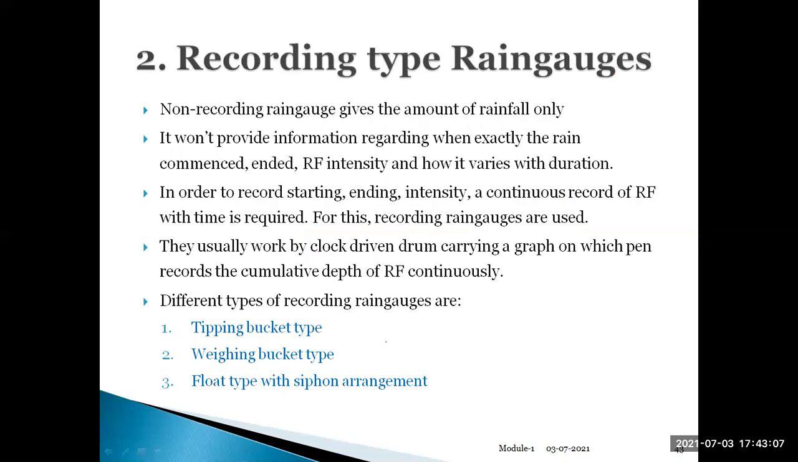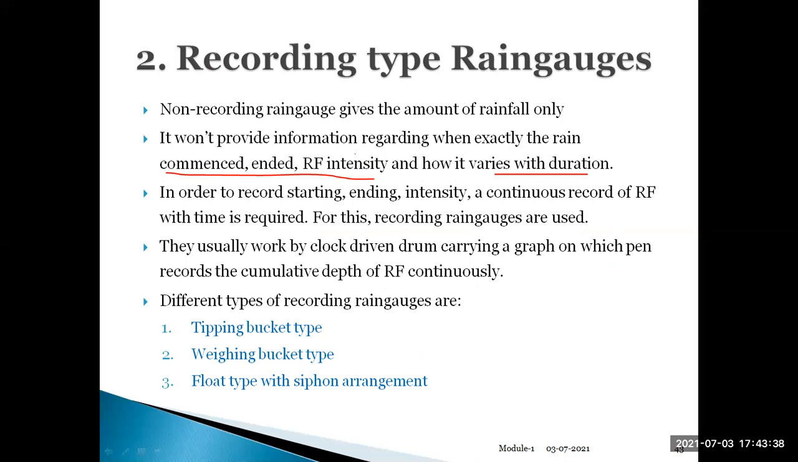And the second type of rain gauge which is used is the recording type of rain gauge. As I've already told, the non-recording rain gauge will only give the depth of rainfall recorded for the previous 24 hours, but it won't give the intensity and duration of rainfall, when the rainfall has started, when it has ended, and how it has varied with respect to duration. All those data you won't get from the non-recording rain gauges.